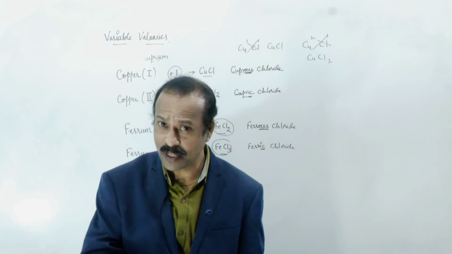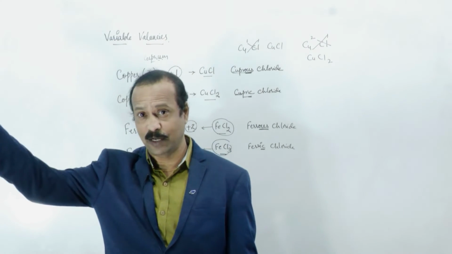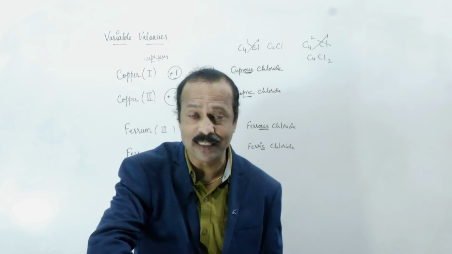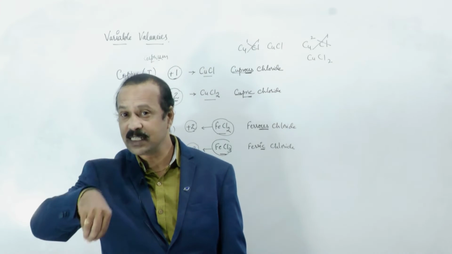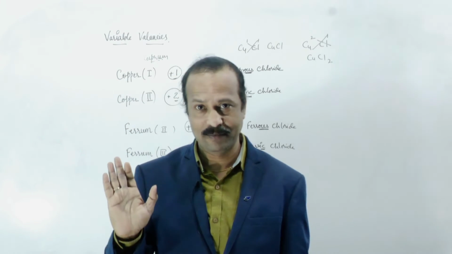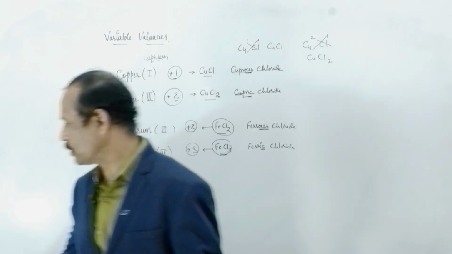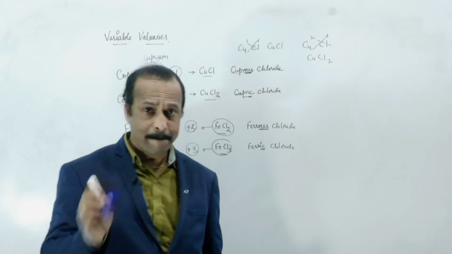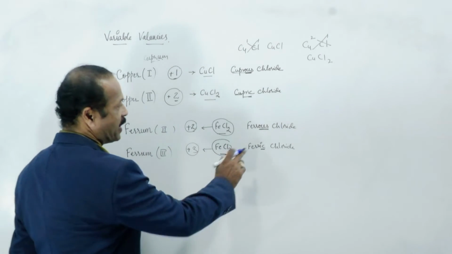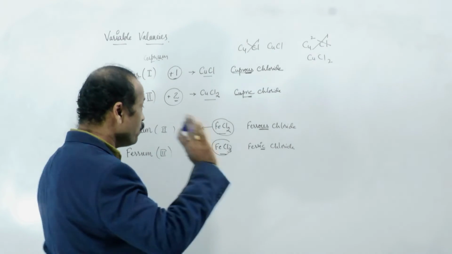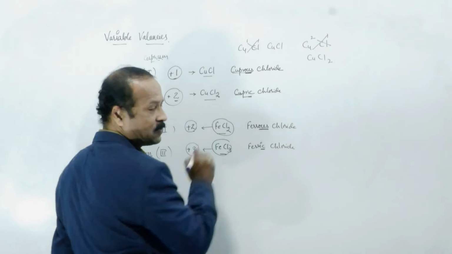Similarly, when you come to iron, it exhibits +2 and +3. Yes, +2 becomes the lower valency, +3 becomes the higher valency. So, +2 is called -ous and +3 is called -ic. Right? Chalo students, this is one thing. Now, here I am calling this ferrous chloride, ferric chloride and so on. Right?